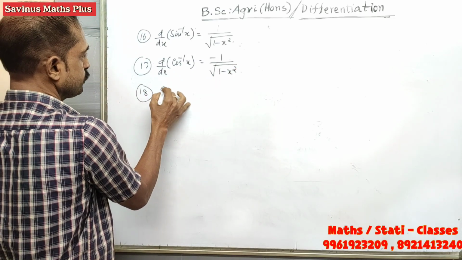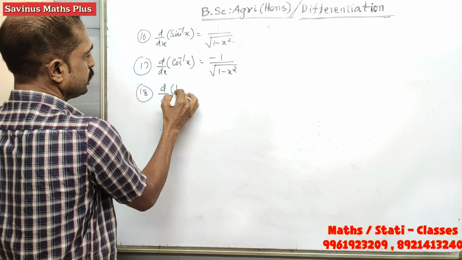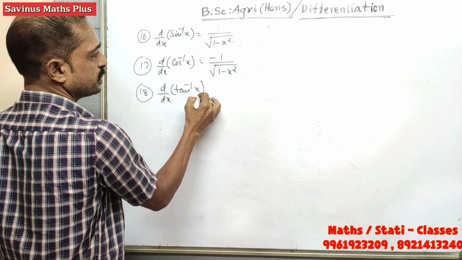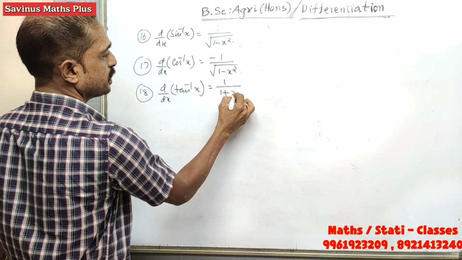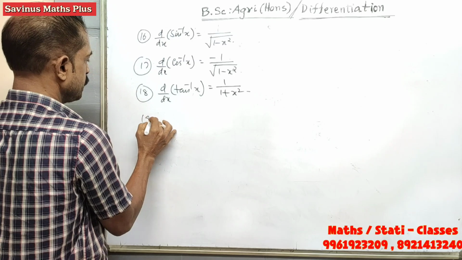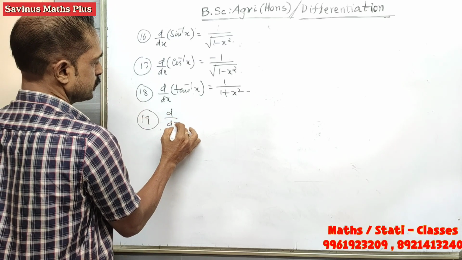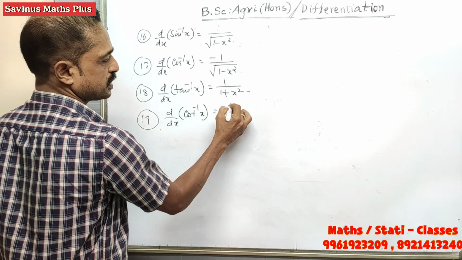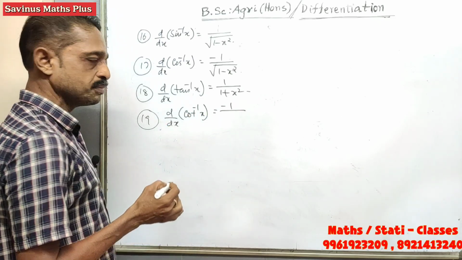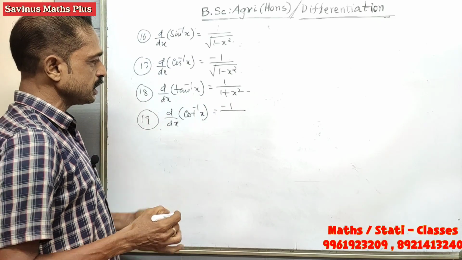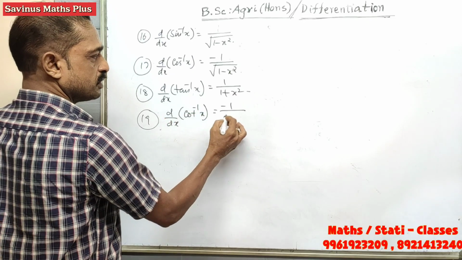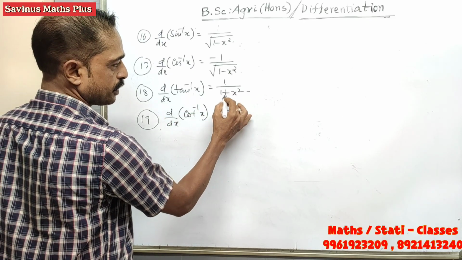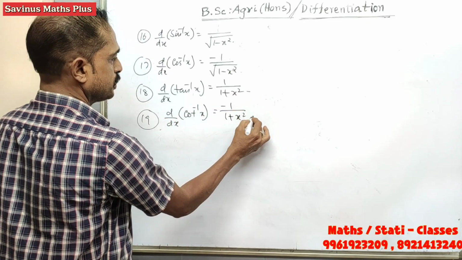d by dx of tan inverse x is 1 by 1 plus x square. d by dx of cot inverse x is minus, again cot inverse x begins with c, so it will be negative. So d by dx of cot inverse x is minus 1 by 1 plus x square.